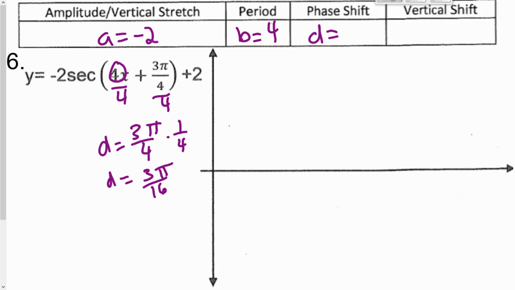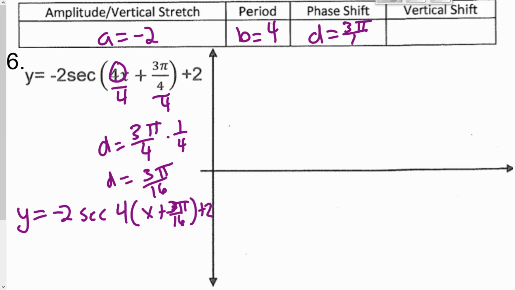So basically you could rewrite this as y equals -2 secant 4 on the outside, and then the x plus 3 pi over 16, plus 2 at the end. So that's what it would look like if you take the b on the outside, right? Because if I multiply that in, it would be 4x, multiply that by the 3 pi over 16, that's where I get back to that original. Alright, so 3 pi 16ths, that's my d, sorry. So 3 pi 16ths.